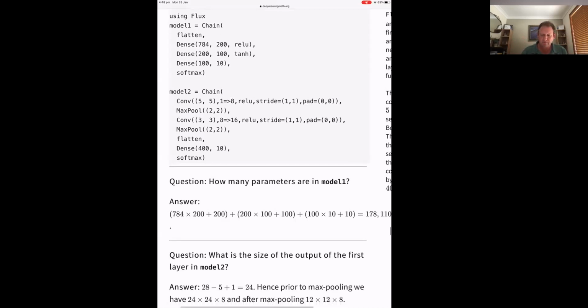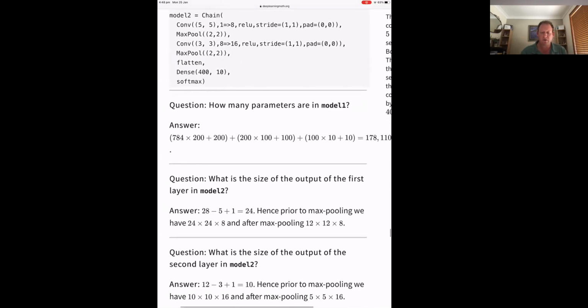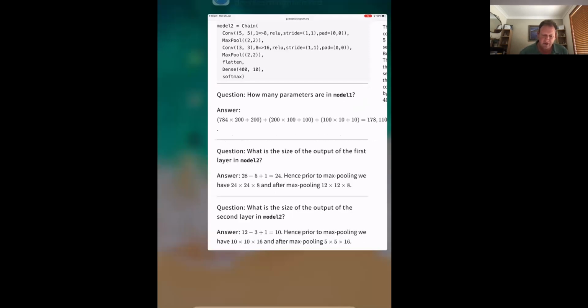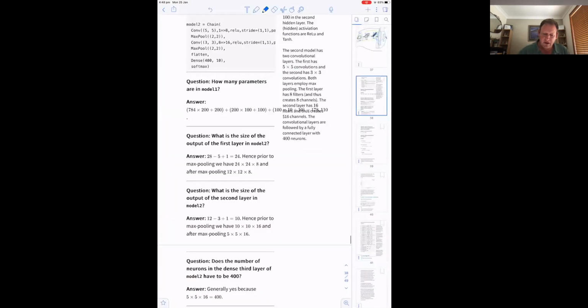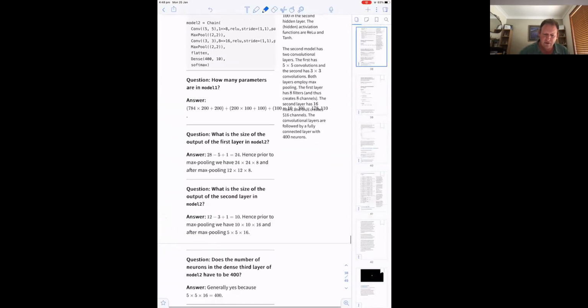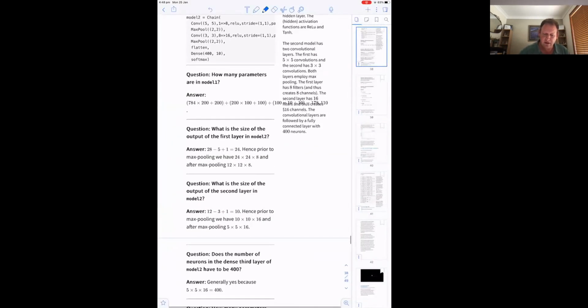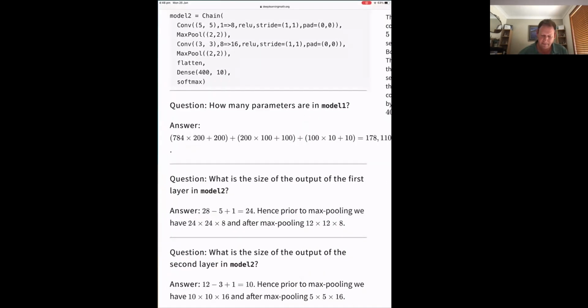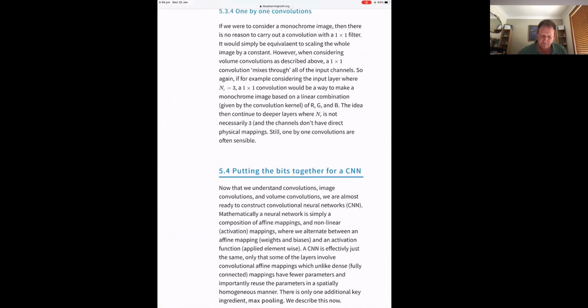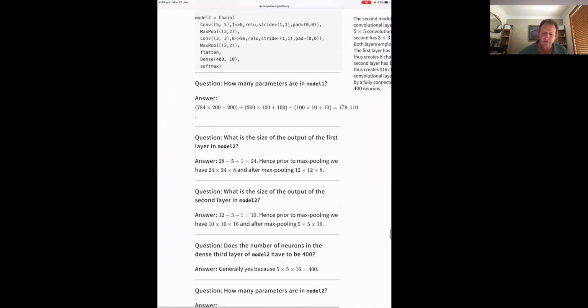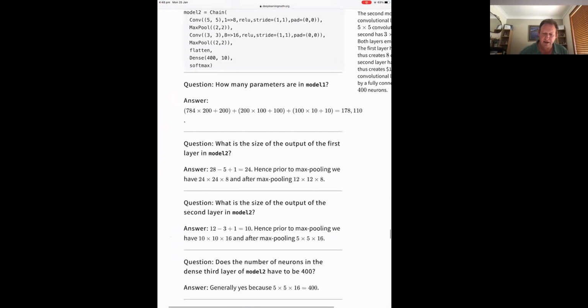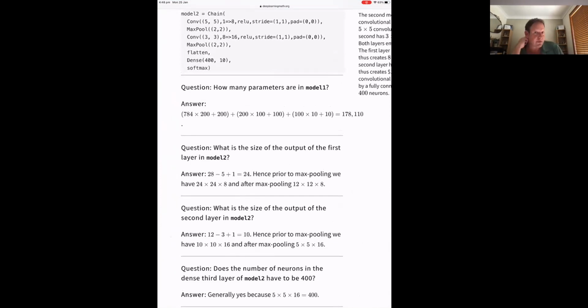What we want to look at is this model 2. I think for this I can move back here so I can draw on it. This model 2 has two convolutional layers. Let's see how to make sense of them. Don't worry too much about the syntax. This is Julia Flux specific, but let's understand the concept.